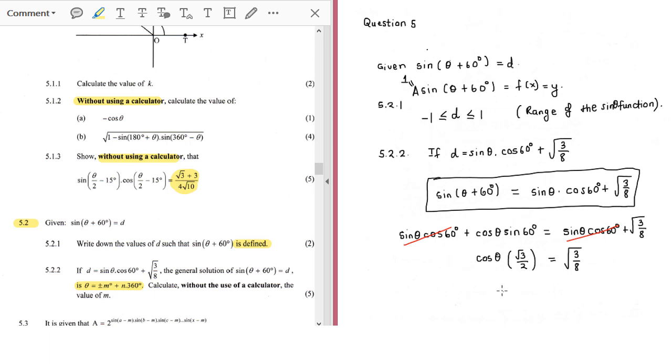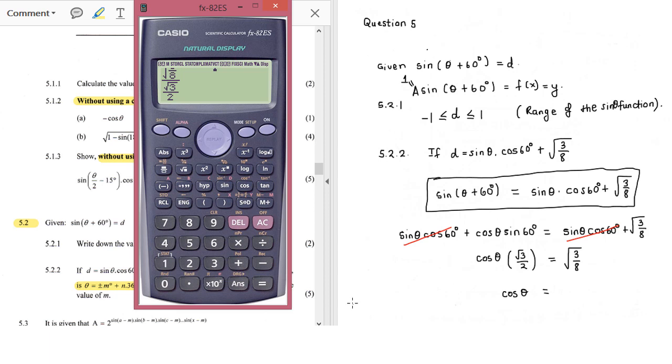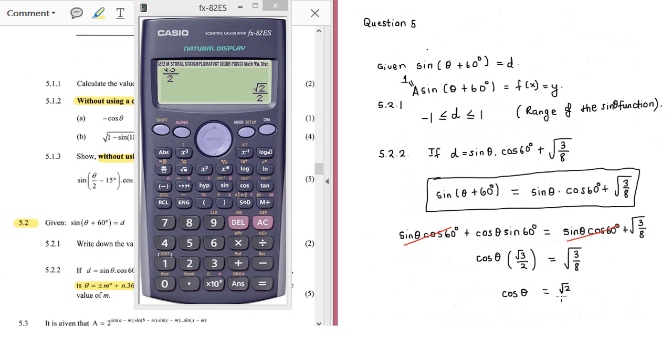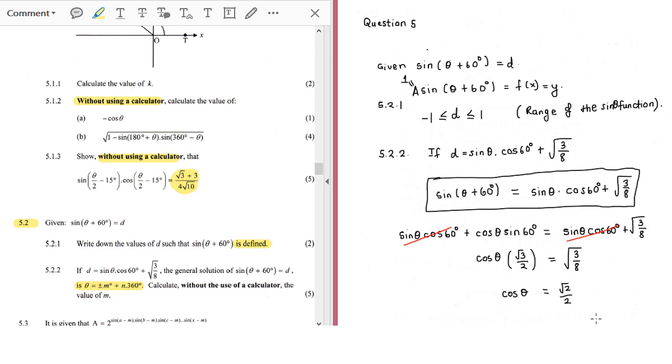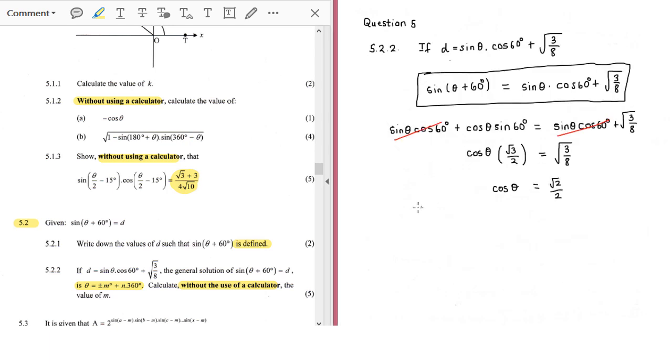So we can now simplify this further and write this as the cosine of theta is equal to... if you plug that into the calculator, you will get root 2 divided by 2. So root 2 divided by 2. All right. Oopsie, check here. They said without the use of a calculator. Ah, damn it. Okay, so let's just fix that quickly.